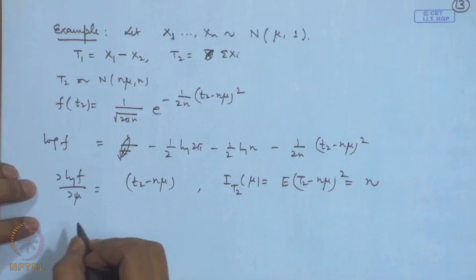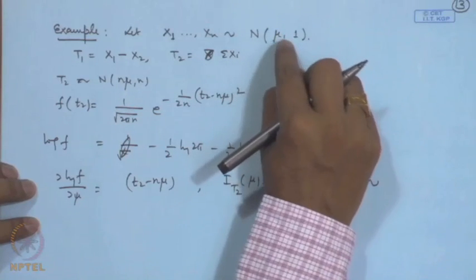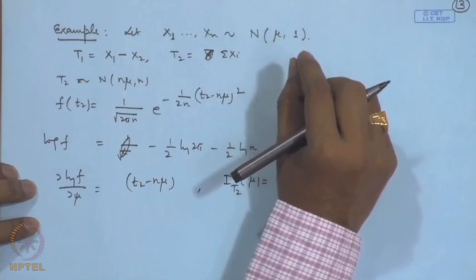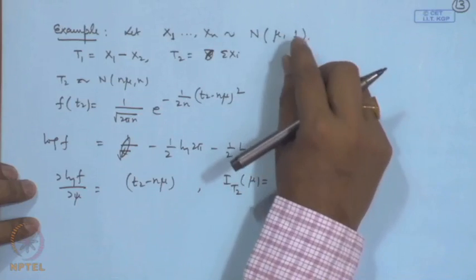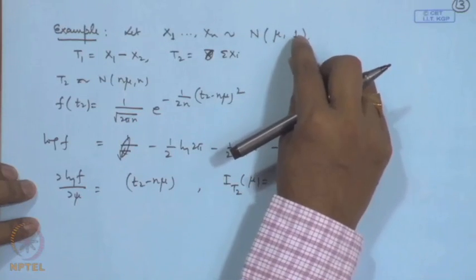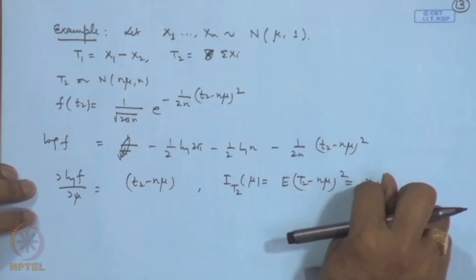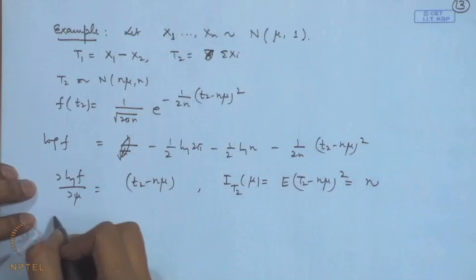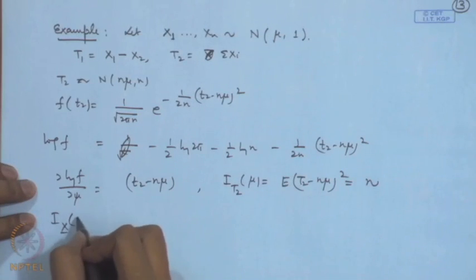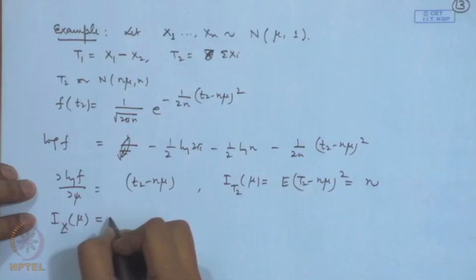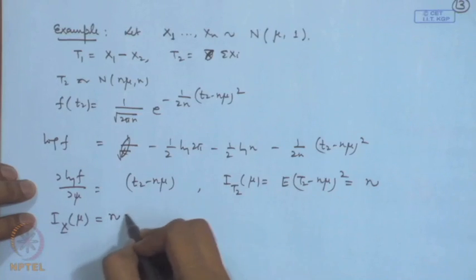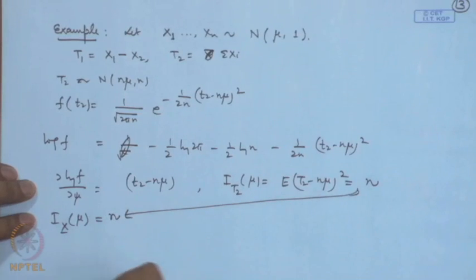Now, consider the information in the normal distribution we have already calculated. It was equal to 1 for one variable. So, in n variables it is n, which is matching here. The information in X about mu was also equal to n. So, you can see that these two things are the same.